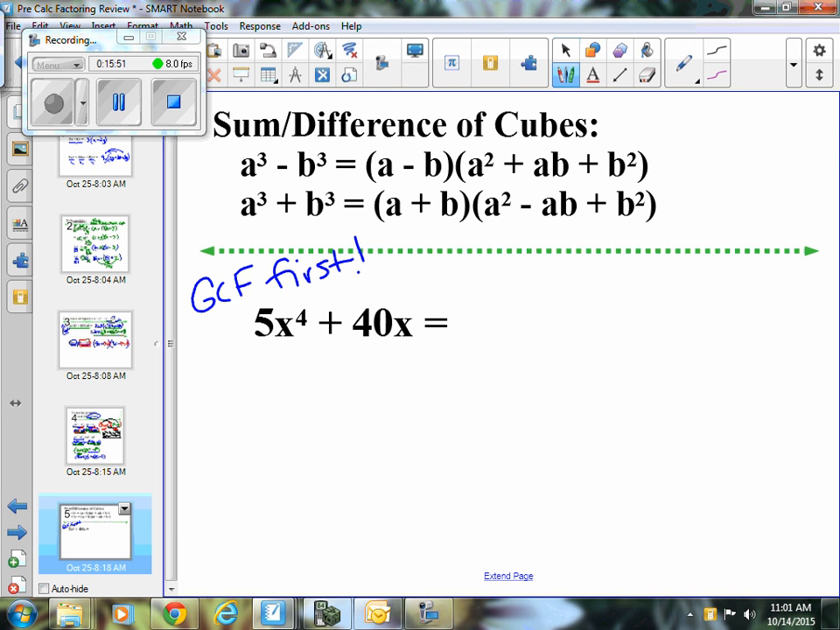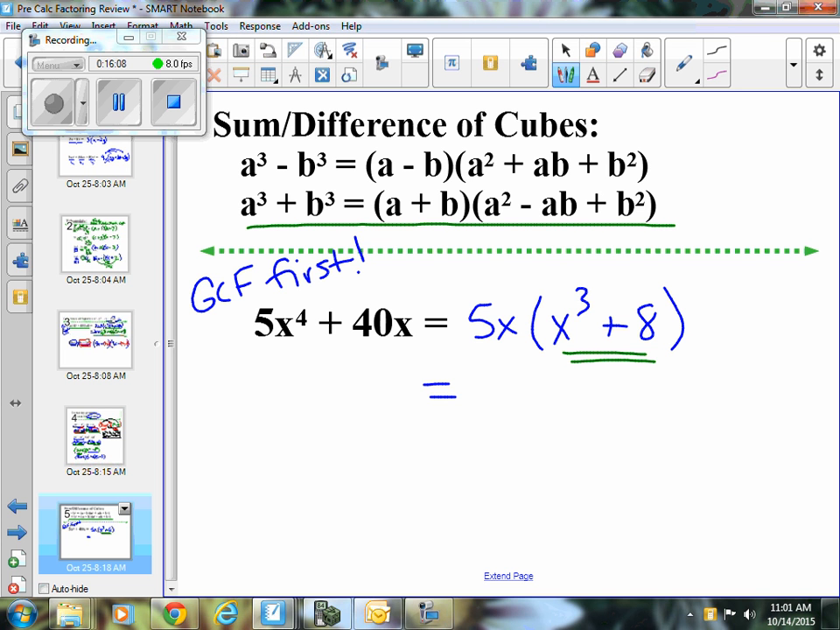So what can I pull out of both of those terms? Looks like a 5 and an x, which is going to leave me with x cubed plus 8. All right, so the GCF is going to help me see that what's left inside, that's a difference of cubes or a sum of cubes. So that's the second formula down at the bottom. So we can always factor that into a binomial times a trinomial, just following the format here.